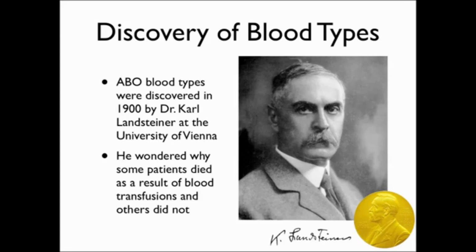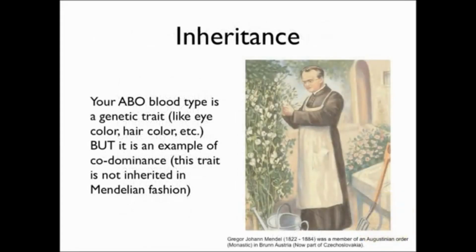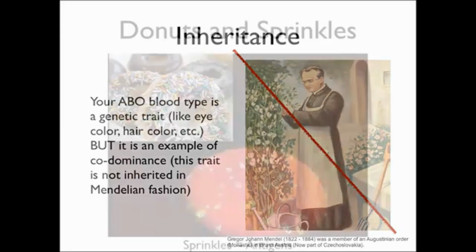It took a while to figure out the blood type story because the ABO blood type is not inherited in Mendelian fashion. So if you know about Mendel and the basic ideas of dominant and recessive traits, that does not apply to the ABO system. It is an example of codominance, and in a little bit we're going to see why. But it is genetic. It's like your eye color and your hair color and other traits. So you do inherit it from your parents.